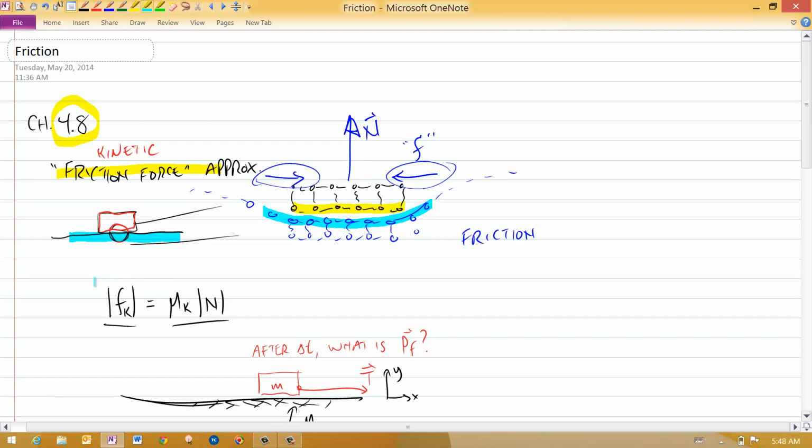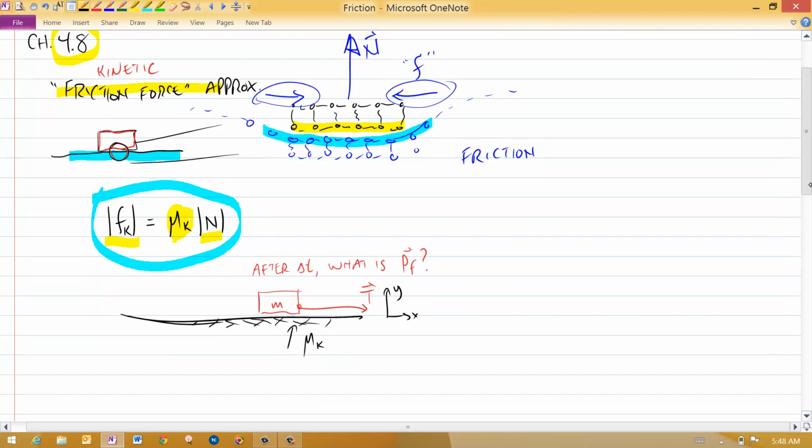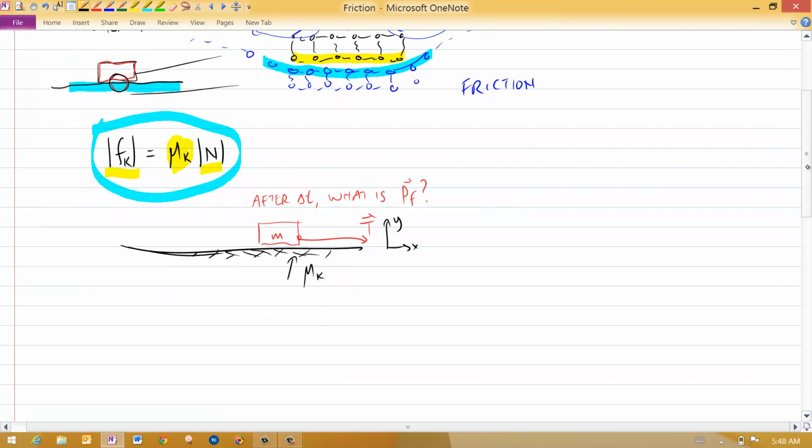That gives rise to this kinetic friction approximation, which gives us a relationship between the magnitude of the friction force and the magnitude of the normal force. The constant of proportionality is called the coefficient of kinetic friction, mu k. So I've got a force over here, a force over here. The mu k is a dimensionless number. And I want to give you an example of how you could use that.